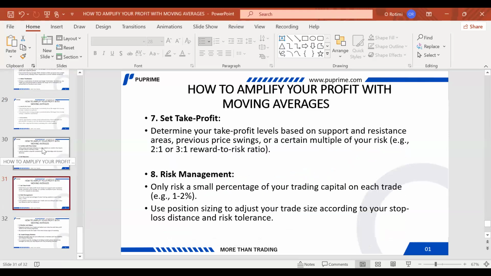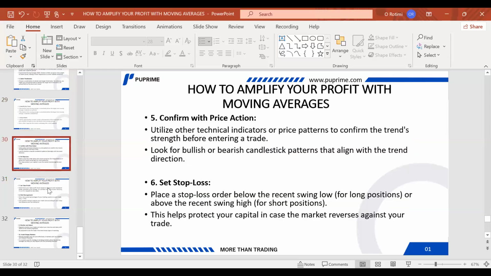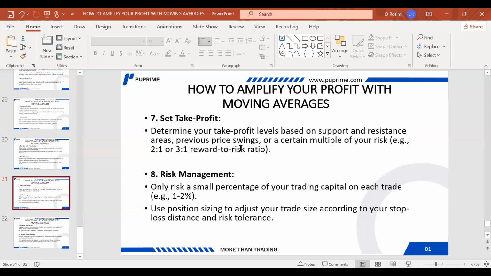Then set your take profit. Now we said that the take profit, you can use a risk reward ratio for that. If you're risking 20 pips as your stop loss, you want to make like 40 to 60 pips as your take profit. So you have a risk reward ratio of 1 to 2 or 1 to 3, as applicable to you.